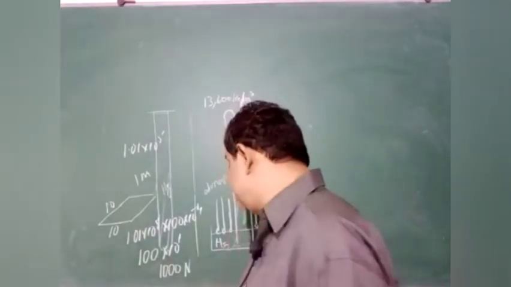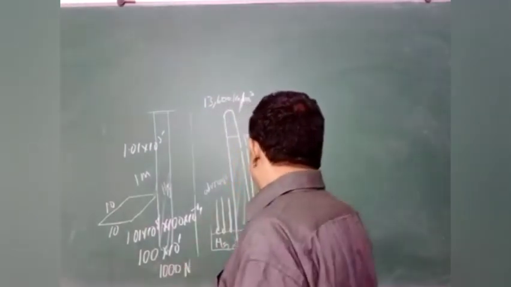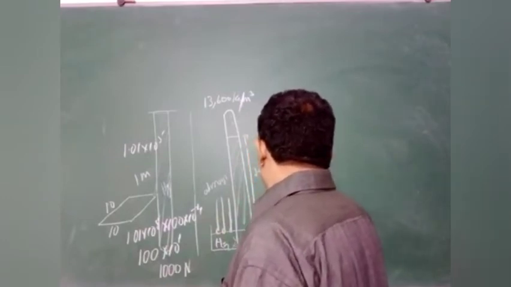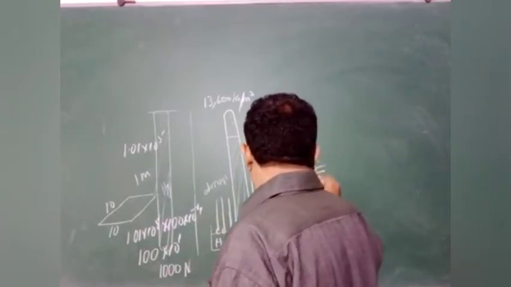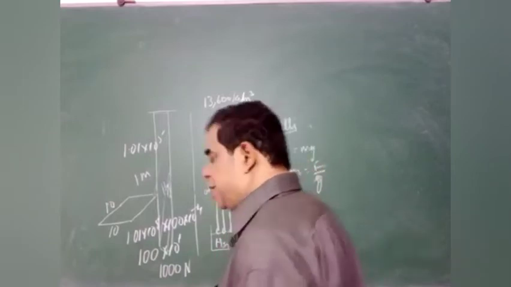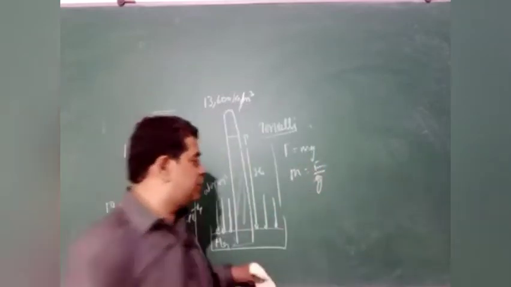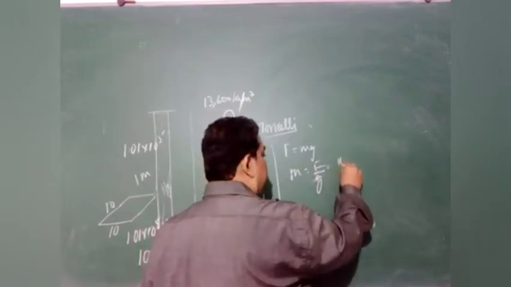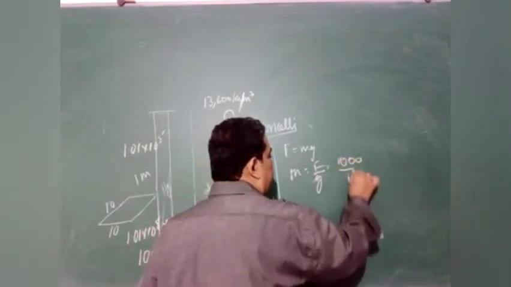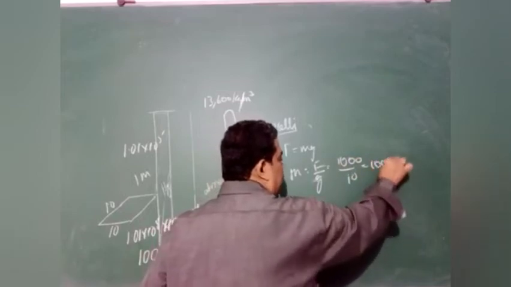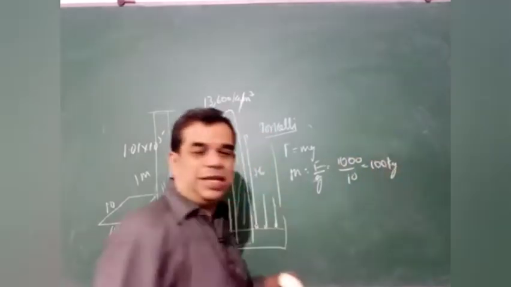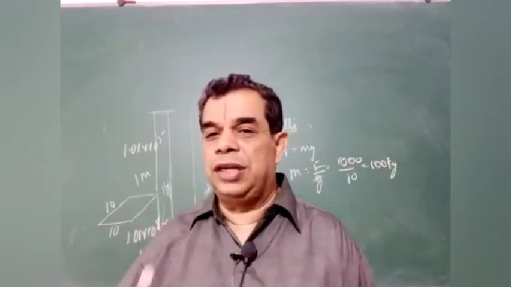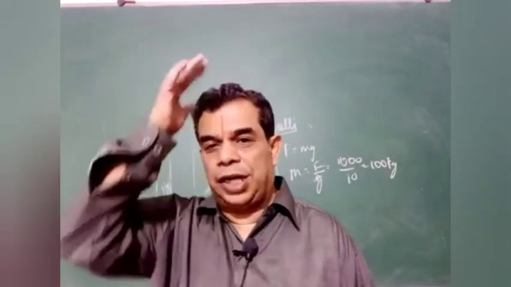Then in kg, say F equals mg, you just apply. M equals F by g. If you take g as 10, it is 100 kg on our head, 10 centimeter by 10 centimeter if you take. 1000 by 10, which is 100 kg. That's why I said, every one of us is a weightlifter. We lift this every moment on our head.